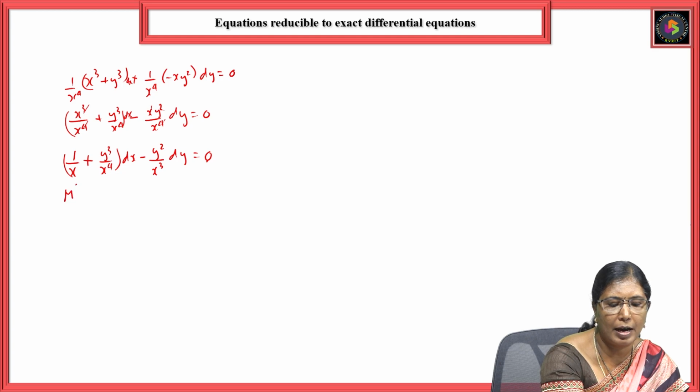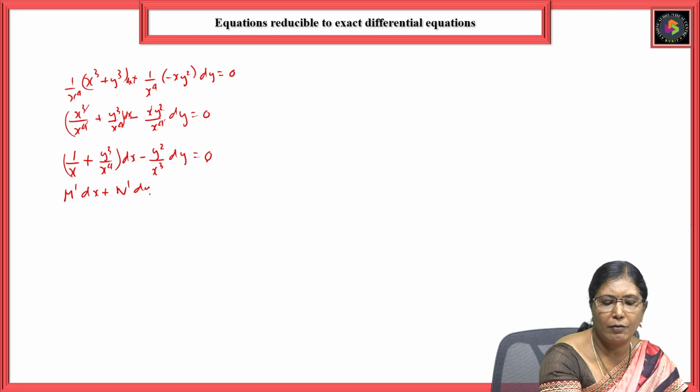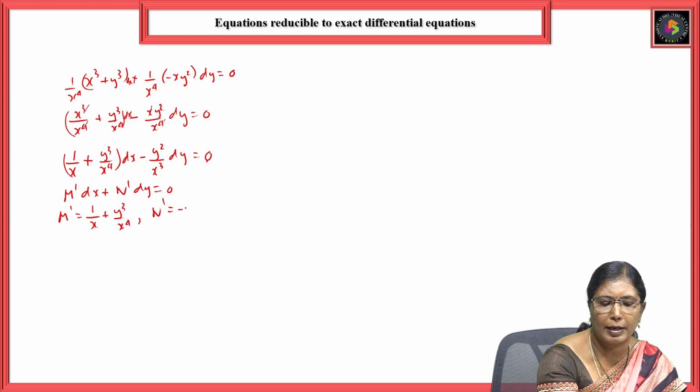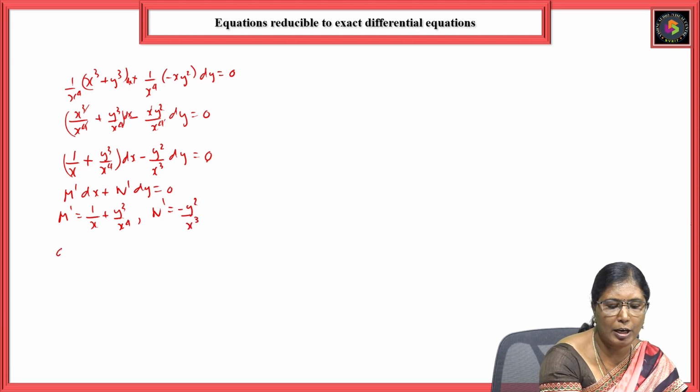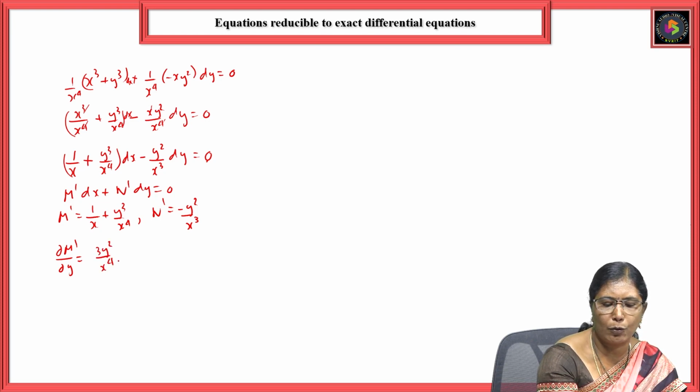Comparing with the form M' dx plus N' dy equals 0, what is M' here? We'll denote it by new variables M' and N'. M' is 1 by x plus y cube by x to the power of 4, and N' is equal to minus y square by x cube. Differentiate M' partially with respect to y, and what do you get here? This is 0, 3y square by x to the power of 4.